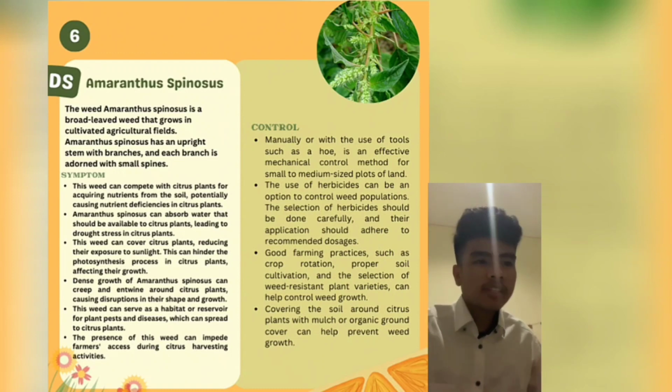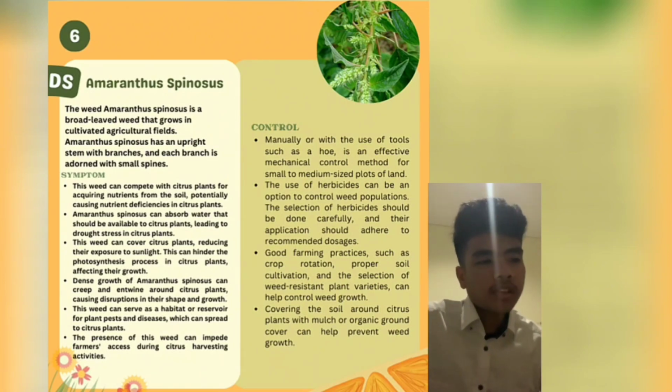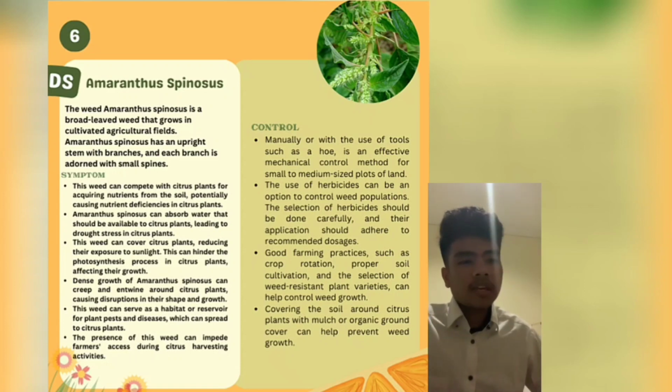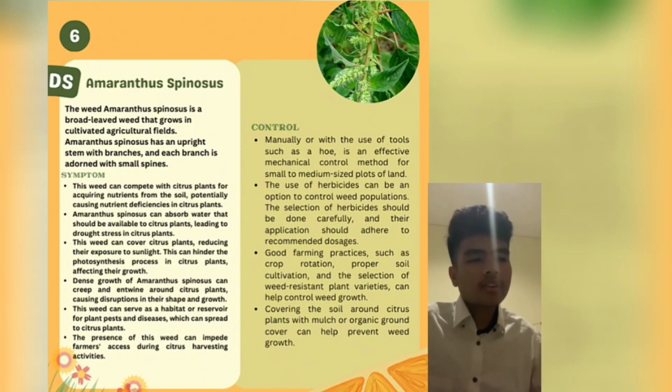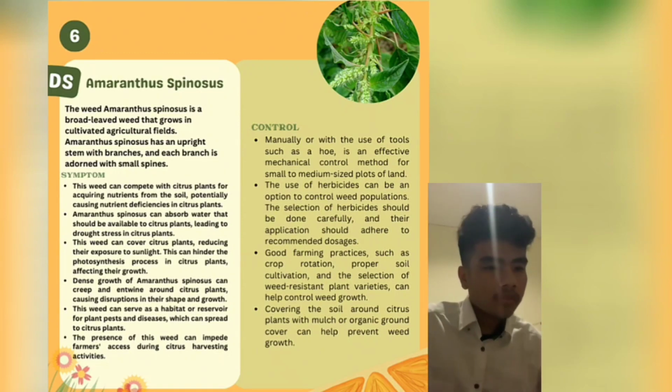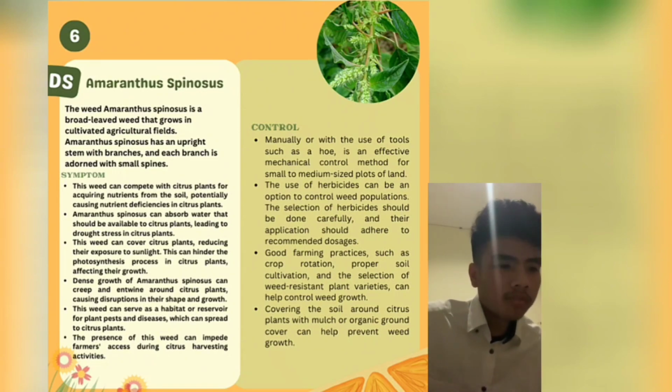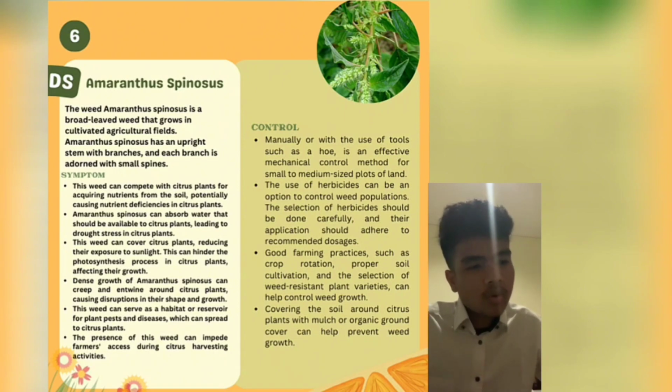Next, how to control? For the first, manually or with the use of tools such as a hoe is an effective mechanical control method for small to medium-sized plots of land. The second, the use of herbicides can be an option to control weed populations. The selection of herbicides should be done carefully, and their application should adhere to recommended dosages. The third, good farming practices, such as crop rotation, proper soil cultivation, and the selection of weed-resistant plant varieties can help control weed growth. Fourth, covering the soil around citrus plants with mulch or organic ground cover can help prevent weed growth.